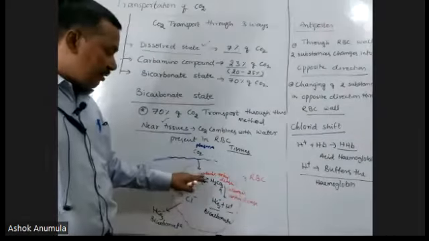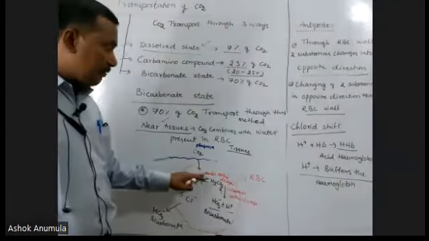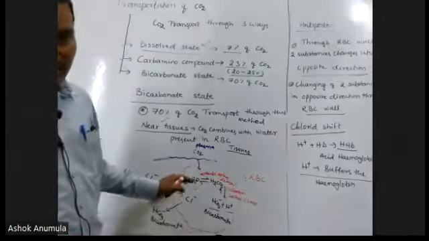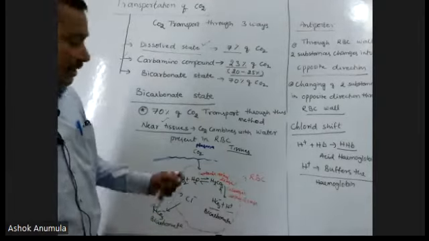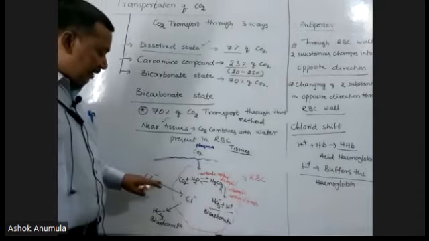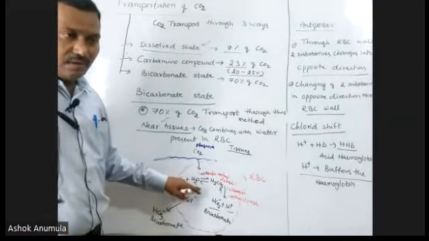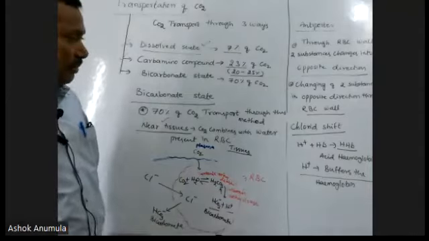Why? Because the RBC contains carbonic anhydrase enzyme. Due to the presence of carbonic anhydrase enzyme, more carbon dioxide combines with water, which is present in the RBC. This is the reason behind carbon dioxide combining with water. More carbon dioxide is transported with water present in the RBC. Here you have to remember that.